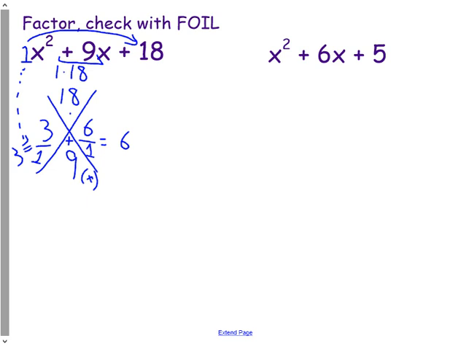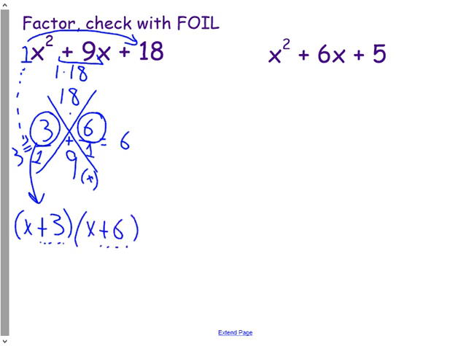Like a 2x squared, 3x squared, and so on. But because it's 1 today, we're done, right? Right here, 3 and 6 are the numbers. And so how they go is they're going to be x plus 3 because of the positive 3, and x plus 6 because of the positive 6.